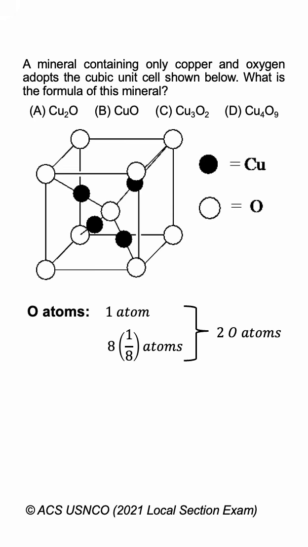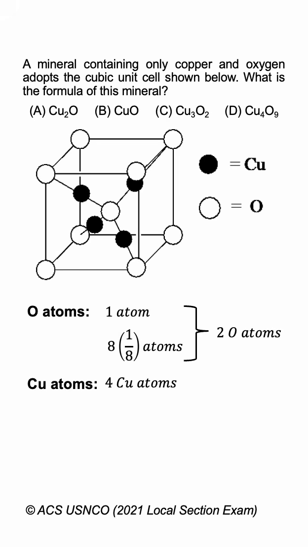For copper atoms, represented by black circles, if you look closely at their positions, all four of these copper atoms are placed inside the body of the cube. That means they contribute fully and we have a total of four copper atoms inside the unit cell.